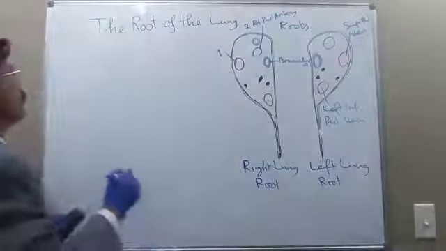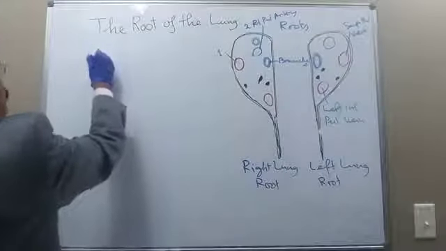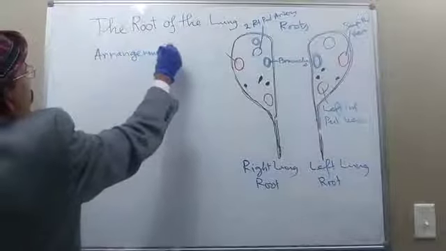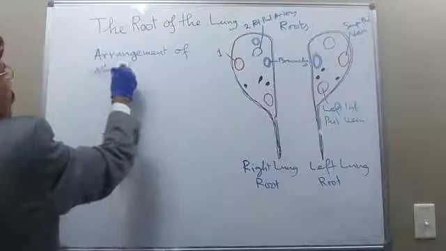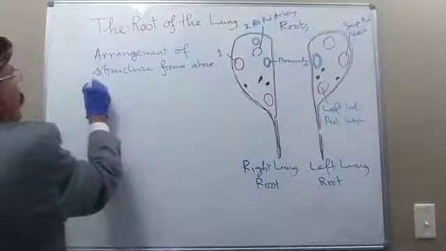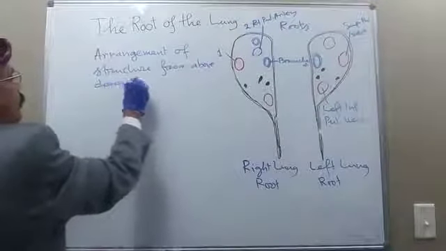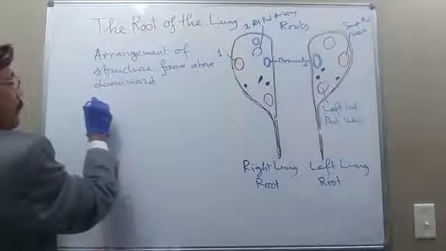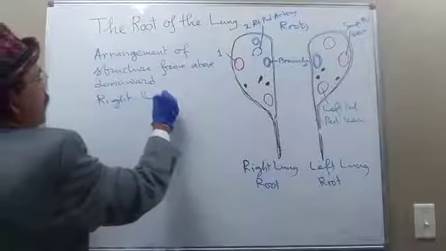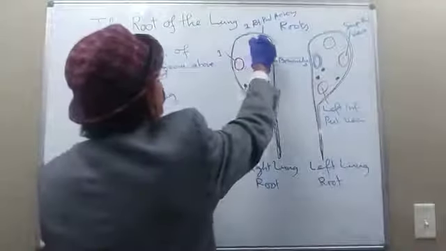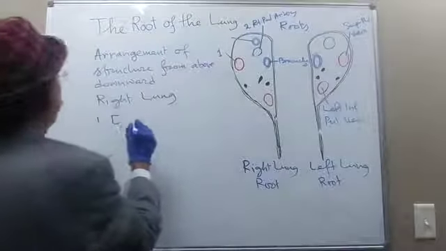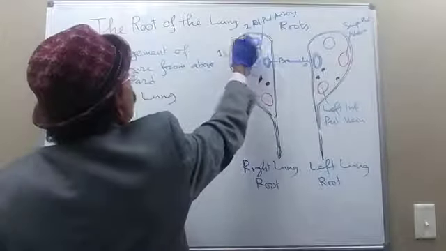Okay. So now the relationship from above downward, the arrangement of structures from above downward. Then we'll take the left lung and right lung. First we start with the right lung. Right lung, what is the relationship from above downward? This is the superior lobar bronchus, or eparterial bronchus. Okay, this is the eparterial bronchus.